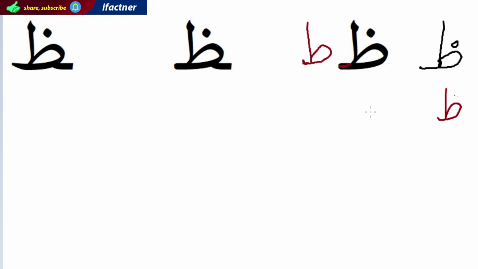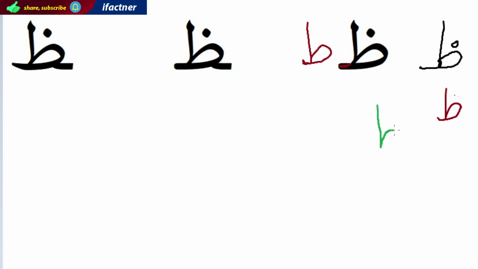So when we write it in its initial position, we just have to add a little more extension and you can connect it to the next letter. So there is a word called zaroof. Zaroof means utensils. So let's see how we can write zaroof.